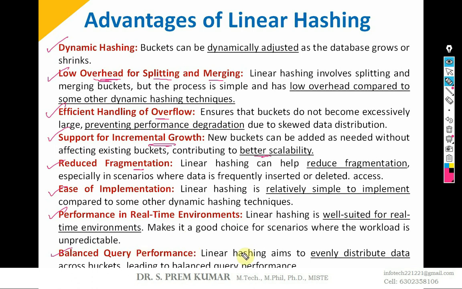Balanced query performance. Linear hashing aims to evenly distribute data across the buckets. So the distribution of data will not be skewed. The distribution of data is even in every bucket, so that evenness is maintained and the searching process becomes easy.